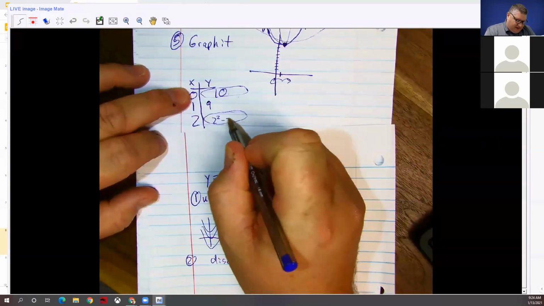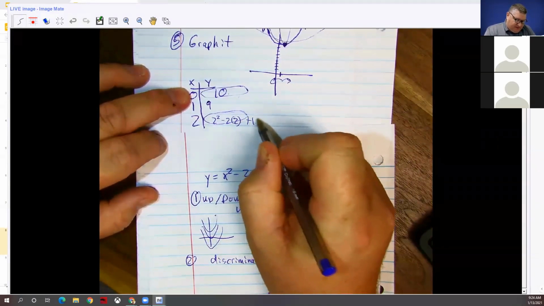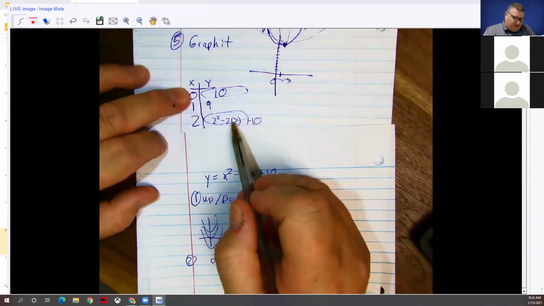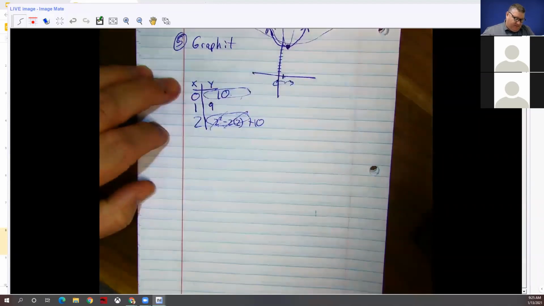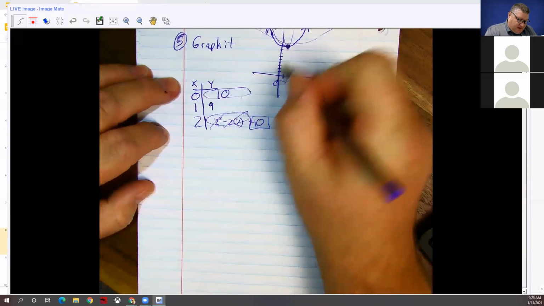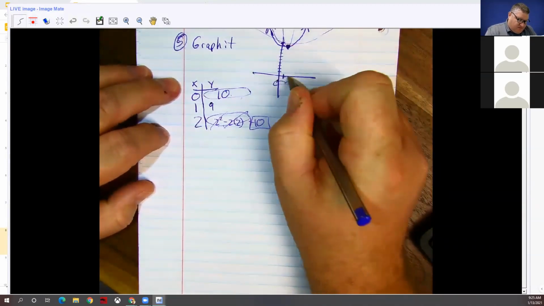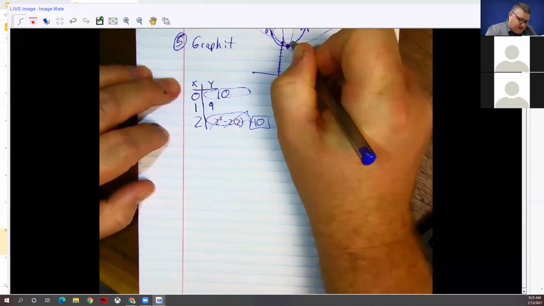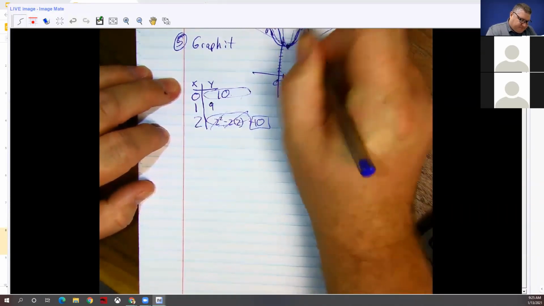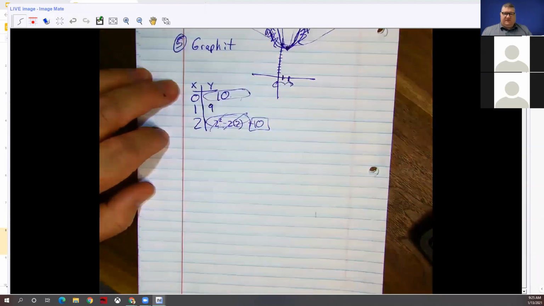Now the other one I have to work a little harder, but not really a lot. 2 squared minus 2 times 2 plus 10. Well, 2 times 2 is 4, negative 2 times 2 is negative 4. Those cancel out, and I'm left with 10. So here we go: over 2, up 10. There's my final graph by plugging in some values.